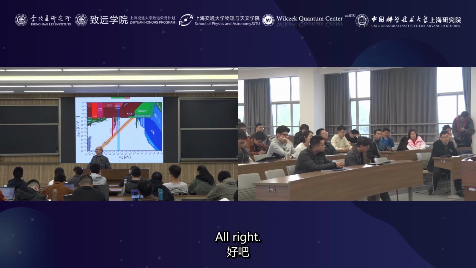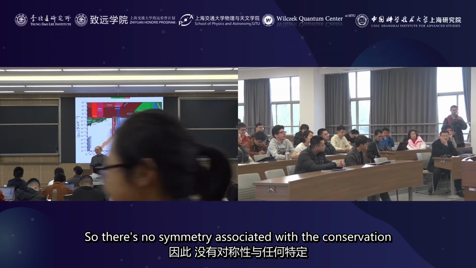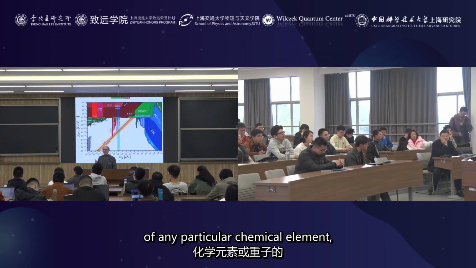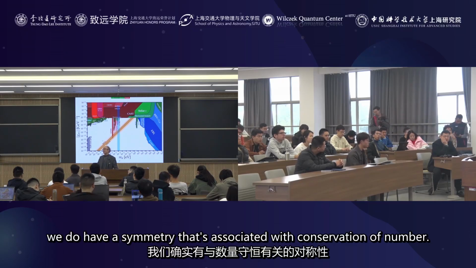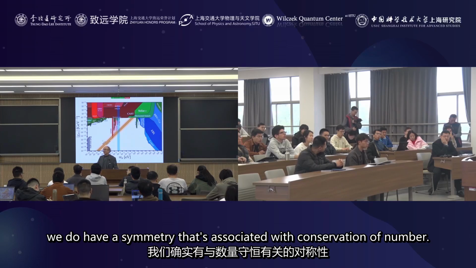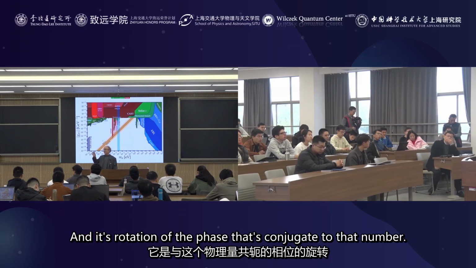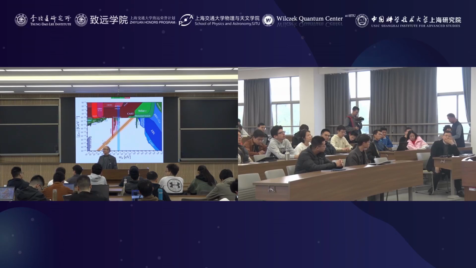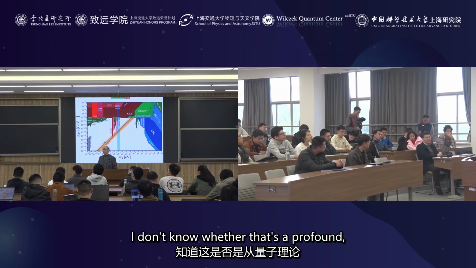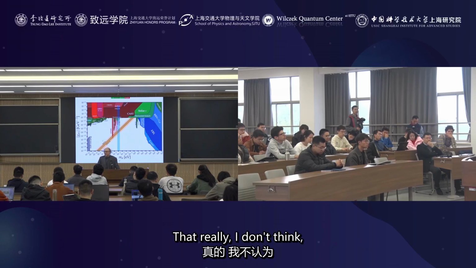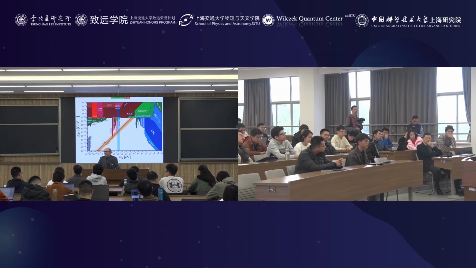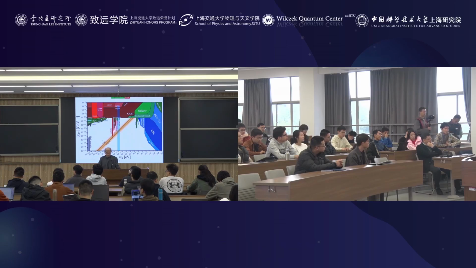We don't. There's no symmetry associated with conservation of any particular chemical element or baryons. But in quantum mechanics, we do have a symmetry that's associated with conservation of number, and it's rotation of the phase that's conjugate to that number. And I don't know whether that's a profound new feature of physics introduced by quantum theory that I don't think has a classical analog. Yeah, that's a very deep question.